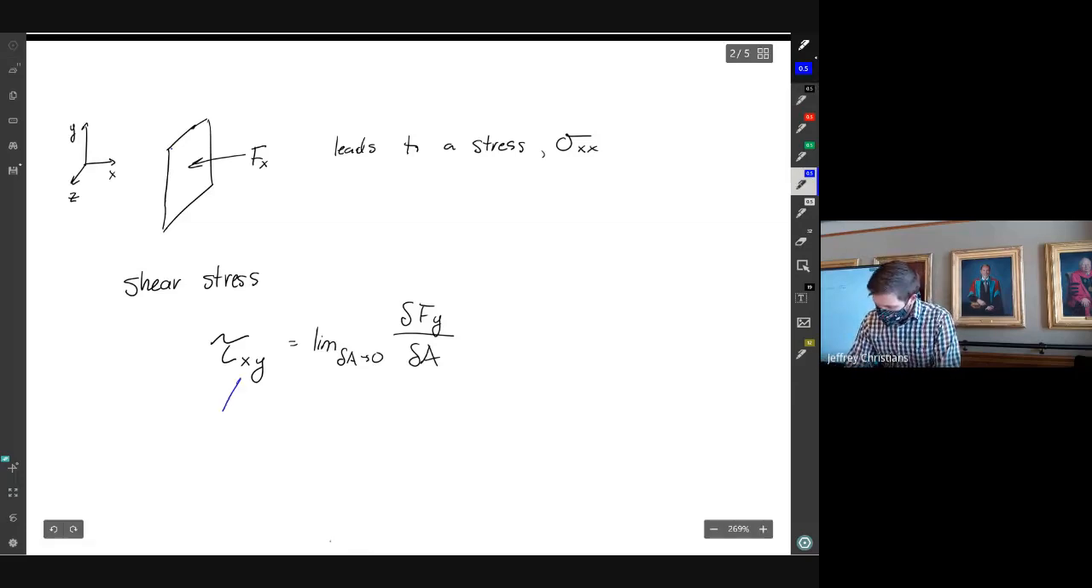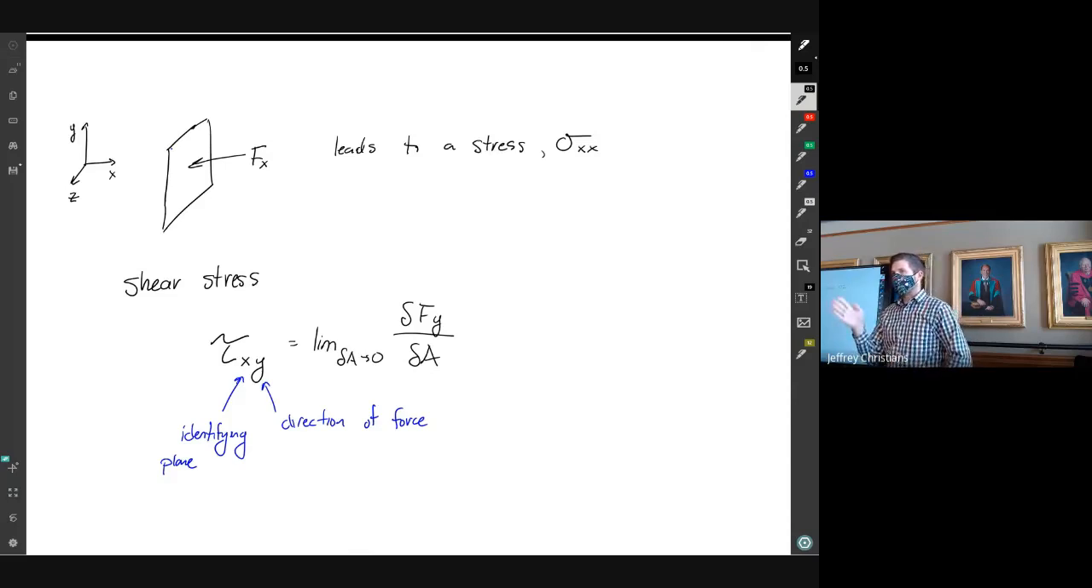And we'd say the same thing. So this is identifying the plane, and this is the direction of the force. So that would be a force acting in the y direction on this YZ plane. That would lead to a shear stress that we would call tau xy. So we call normal stresses sigma, shear stresses tau, and then we use these two subscripts, one to tell us which plane, the other to tell us which direction.